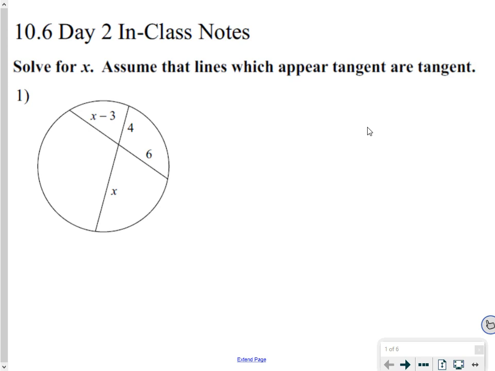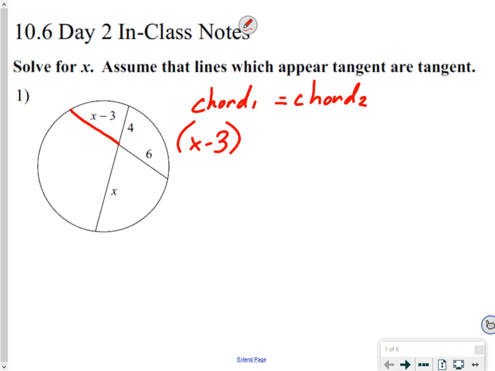In the first case we've got 2 chords intersecting inside a circle. Like we've said in previous classes, the product of the parts of chord 1 equals the product of the parts of chord 2. I'm going to highlight this. The product of the parts of chord 1 is x minus 3 times 6, and that should equal the product of the parts of chord 2, which is 4 times x.